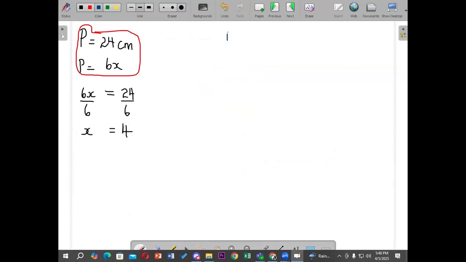So for part 4, the longest side, I'll just label it L for the time being because I'm feeling too lazy to write much. The longest side is 3x minus 2. We got the value of x to be 4, so we're going to substitute x as 4 into our expression. 3 fours would give me 12, and 12 take away 2 is going to leave me with 10 centimeters, all right? And we'll get that the length of the longest side is 10 centimeters.